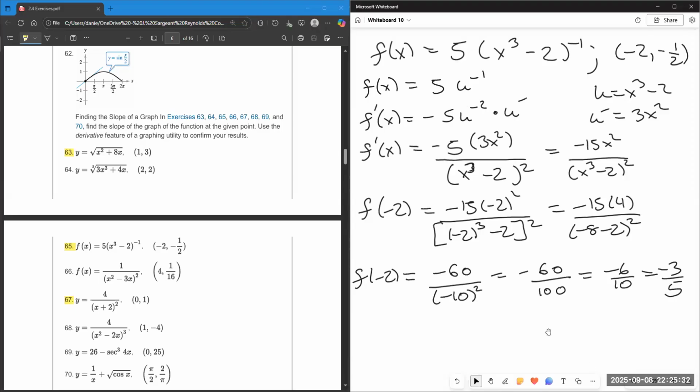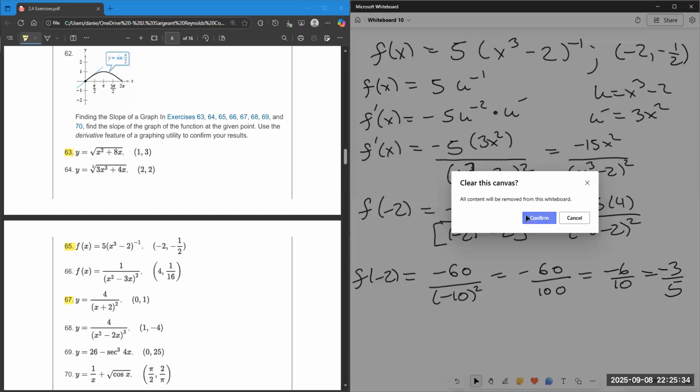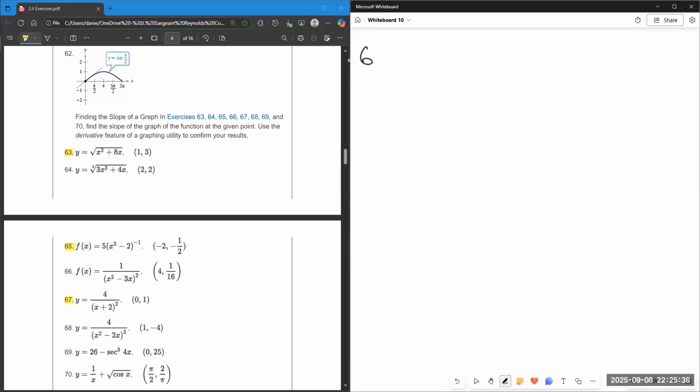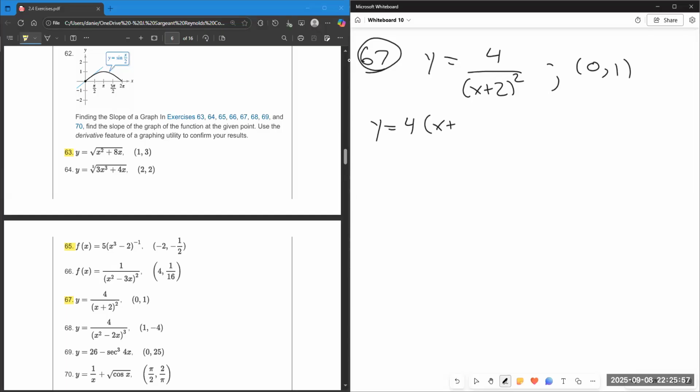Let's look at number 67 now. 67 says y equals 4 over x plus 2 quantity squared. The point given to us is 0, 1. So let's say y equals 4 times x plus 2 to the negative second.